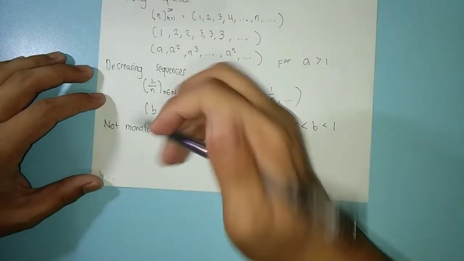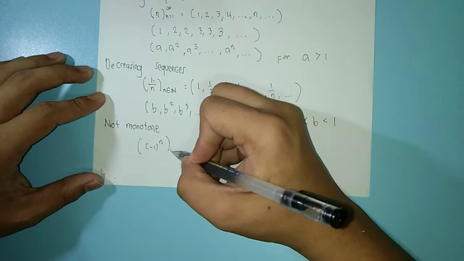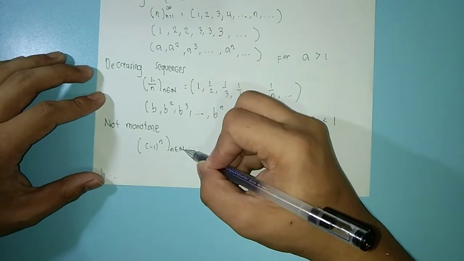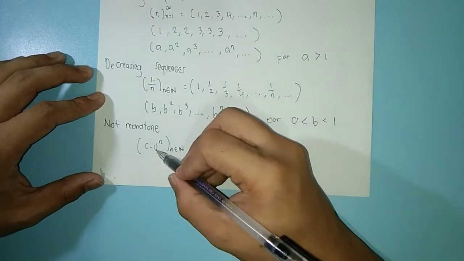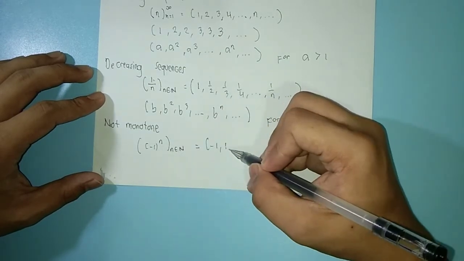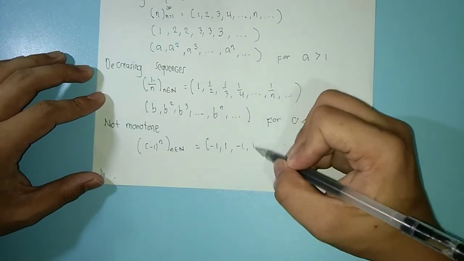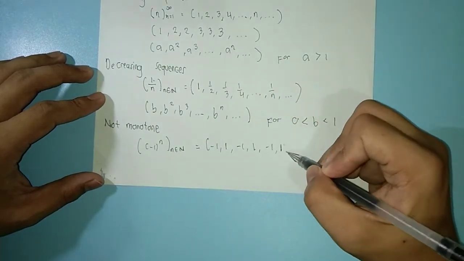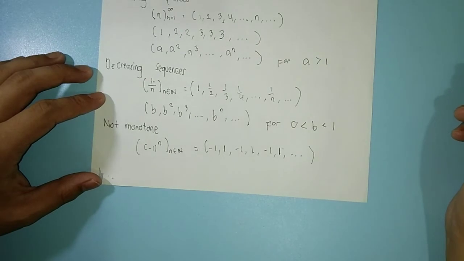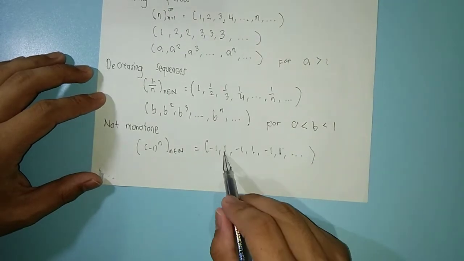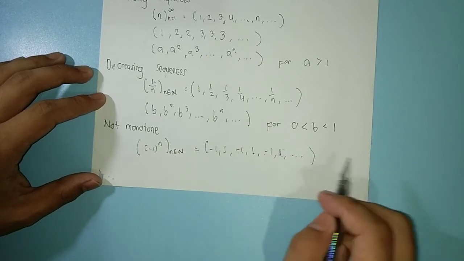So example, for not monotone, let's have negative 1 raised to n, n element of natural numbers. This is, if n equals 1, that is negative 1. If n equals 2, that is positive 1. Ibig sabihin kapag odd number, negative, pag even number, positive, and so on. Okay? So, hindi siya monotone. So, nag-increase, sabay decrease, sabay increase, sabay decrease, sabay increase, and so on.